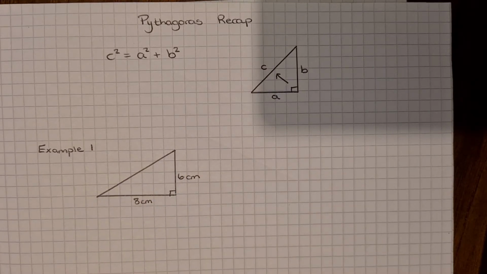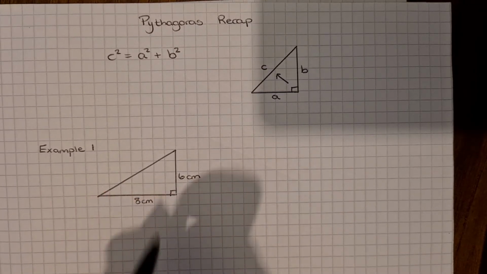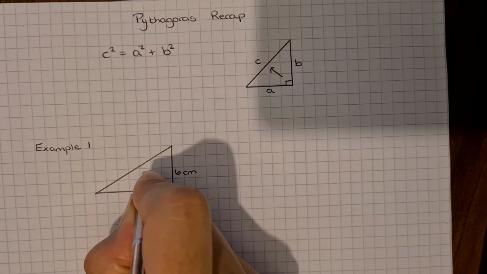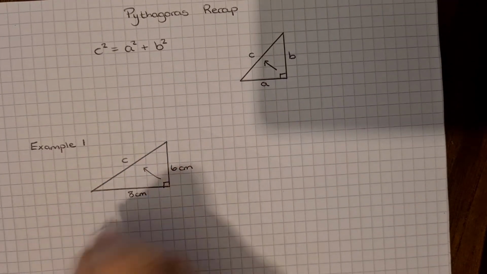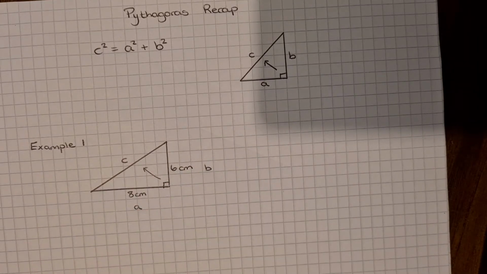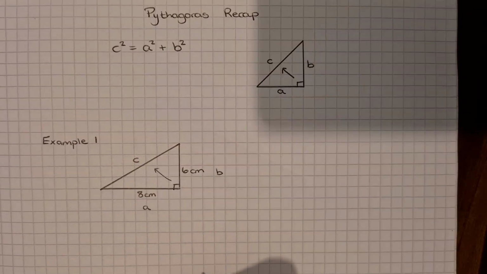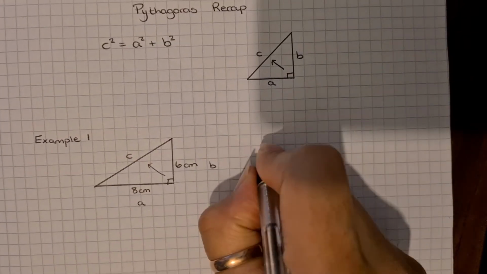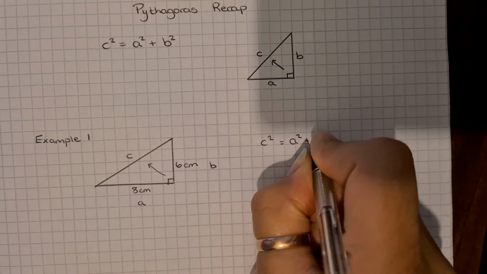So first thing we're going to do is label the triangle. So your right angle is here in this corner, so that means the side opposite it is C, and then the other two are A and B. Remember, it doesn't matter which way A and B go for these ones. Then you write down your Pythagoras' theorem, so c squared equals a squared plus b squared.